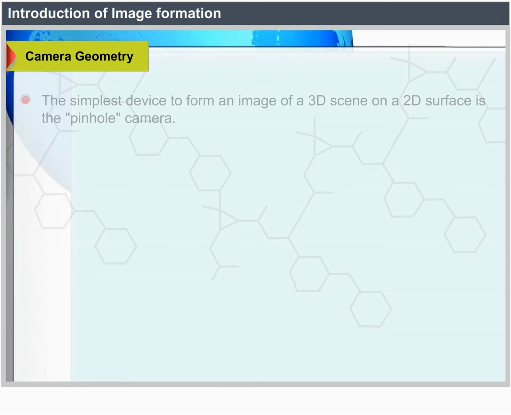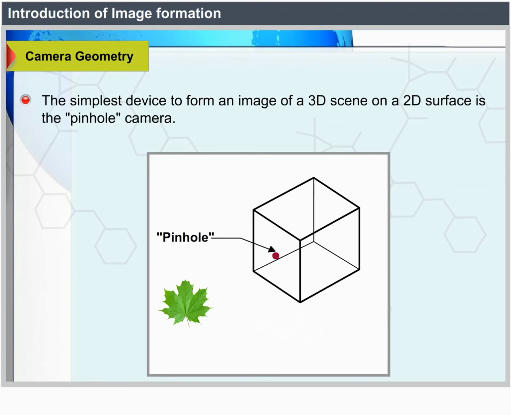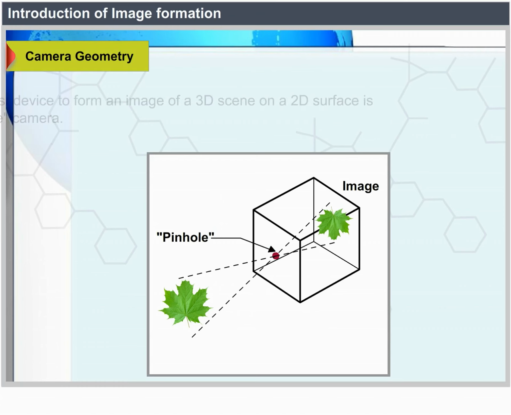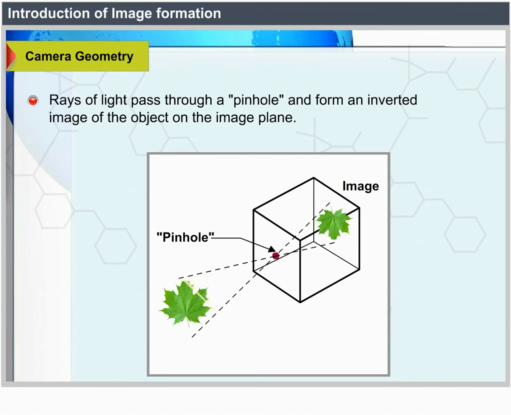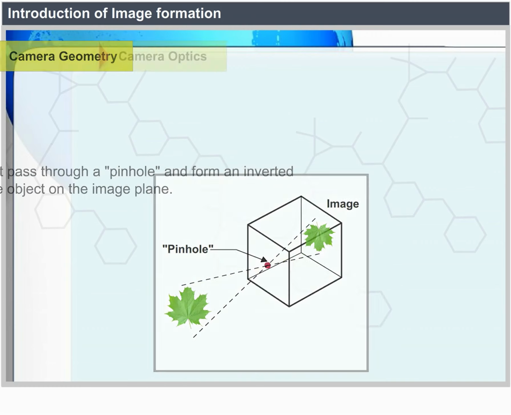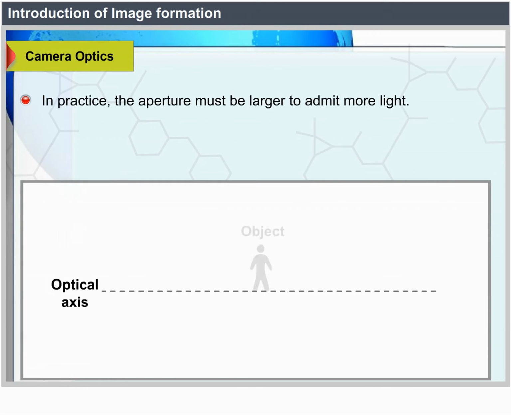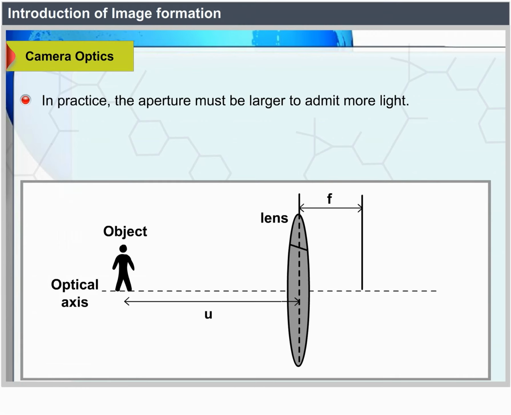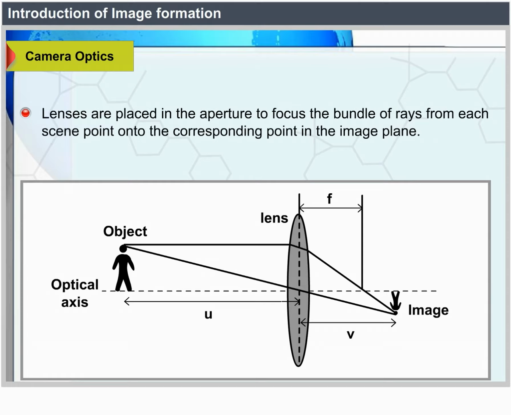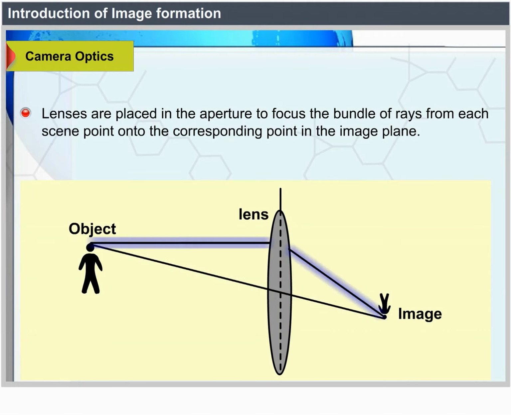Camera geometry. The simplest device to form an image of a 3D scene on a 2D surface is the pinhole camera. Rays of light pass through a pinhole and form an inverted image of the object on the image plane. Camera optics. In practice, the aperture must be larger to admit more light. Lenses are placed in the aperture to focus the bundle of rays from each scene point onto the corresponding point in the image plane.